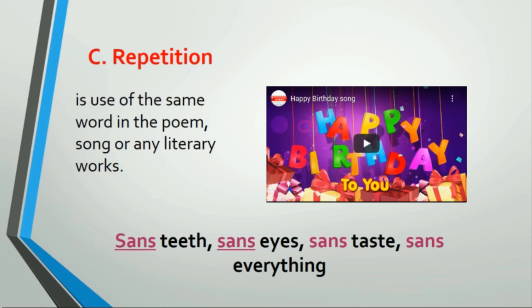So how do we define repetition? Repetition is the use of the same word in a poem, in a song, or any literary works. Again, repetition is the use of the same word in a poem, song, or any literary work.